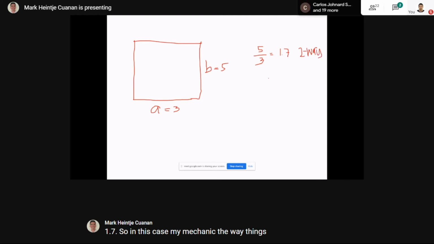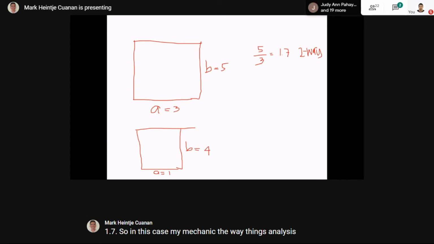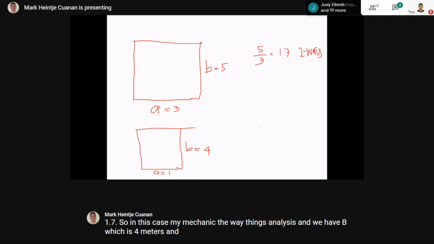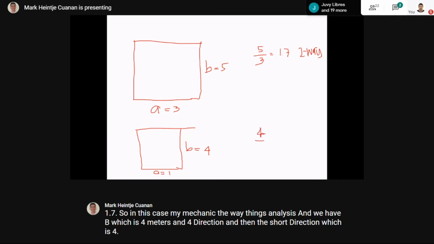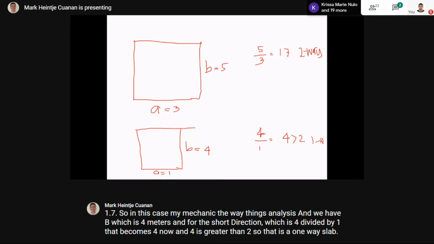So otherwise, if we have a floor system wherein ang atoang A is only, say for example, 1 meter and we have B which is 4 meters, ang ratio ani for the longitudinal direction over the short direction is 4 divided by 1, that becomes 4. Ang 4 is greater than 2, so that is a one-way slab. Okay? One-way.